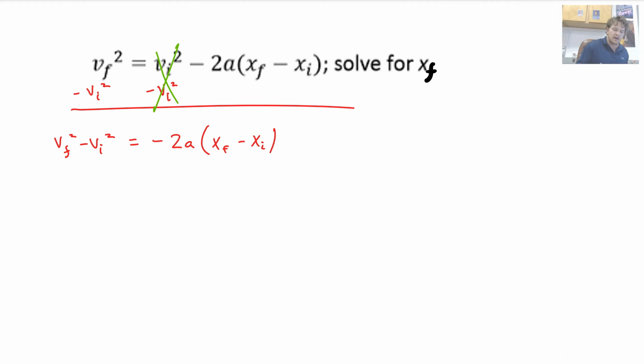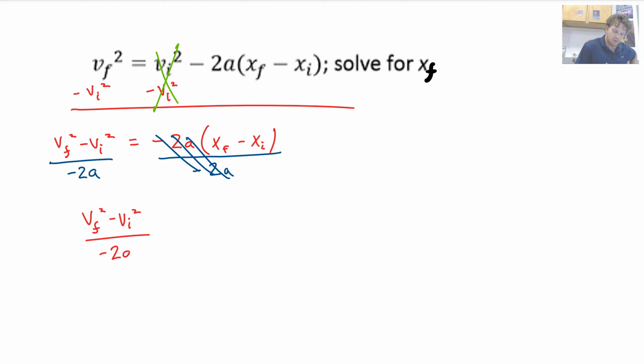So I'm going to divide, let's use blue, I'm going to divide both sides by what I want to go away. So negative 2a, it's being multiplied, so I'm going to divide it to get it to move over. And I have to divide the entire left side by that negative 2a. Now those cancel. And what I'm left with now is v final squared minus v initial squared, all divided by negative 2a is equal to x final minus x initial. And I'm trying to solve for that x final.